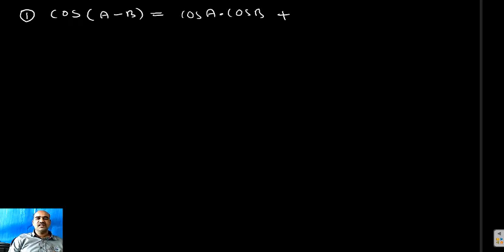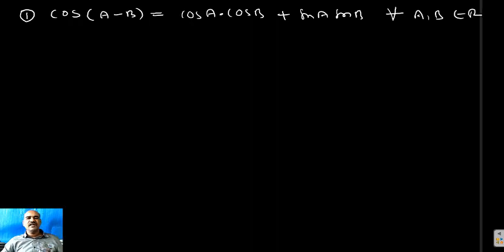Today's first theorem: cos of (A minus B) equals cos A cos B plus sin A sin B, for every A, B belonging to capital R. For any A and B, this formula is valid. Remember it like that: cos of (A minus B) equals, first cos A and cos B, here minus means here plus, sin A sin B.